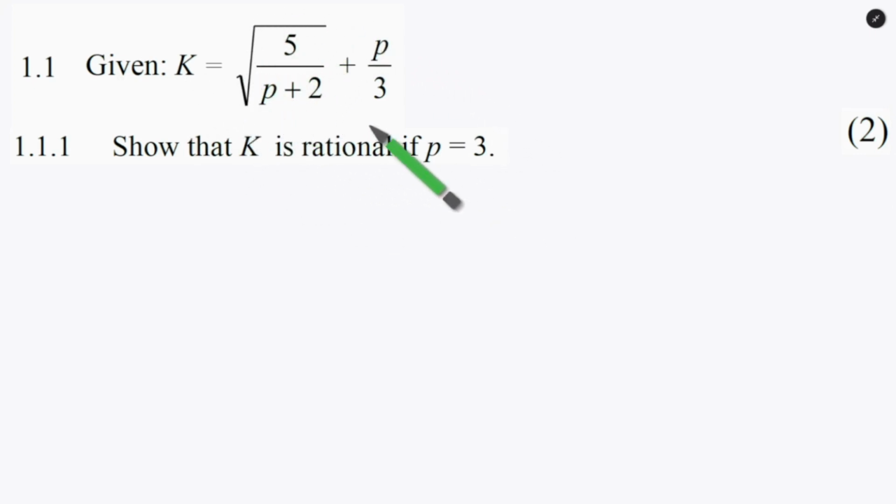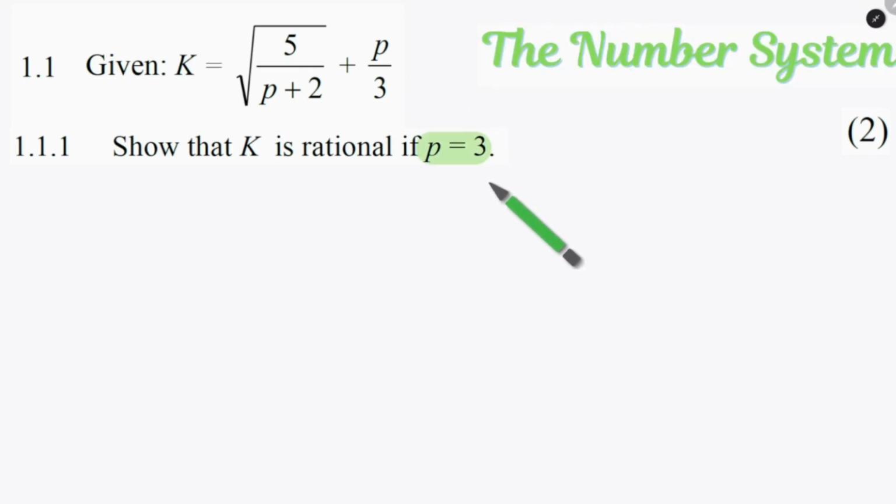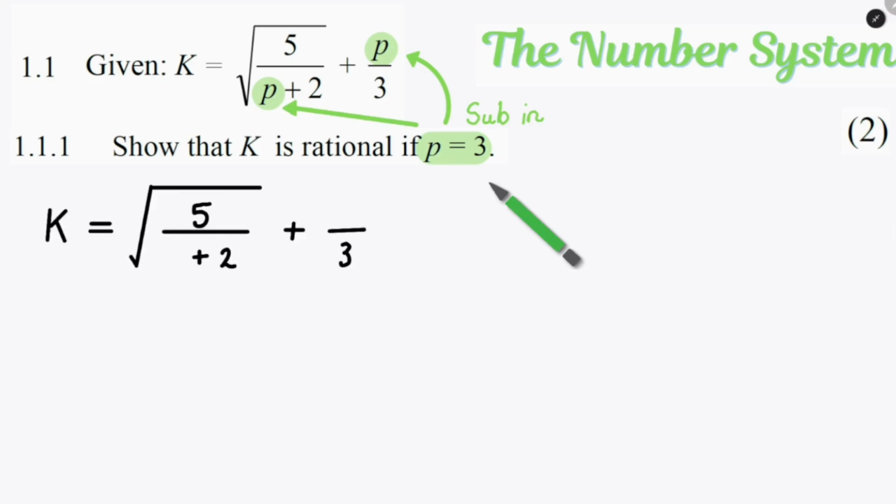We need to show that k is rational if p equals 3 and k is this big mess over here. So all we're going to do is grab that 3, pop it into those p's there, and sub it in. Nothing else about the structure changes. We pop those 3's in there, and then we start to simplify.